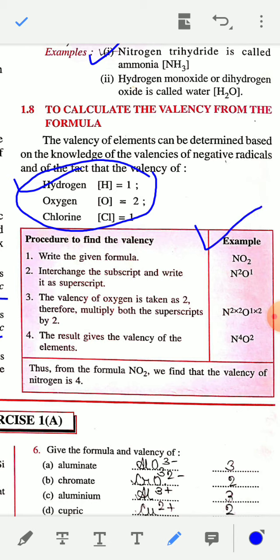For example, take NO2. In NO2 the valency of oxygen is 2, and two oxygen atoms are there. First interchange the subscripts and write them as superscripts. After interchanging, it becomes N2 and O1 as powers. Now the valency of oxygen is taken as 2, therefore multiply both the valencies by 2, so it becomes N4O2. This result gives the valency of the element, that is the valency of nitrogen. So in NO2 the valency of nitrogen is 4.